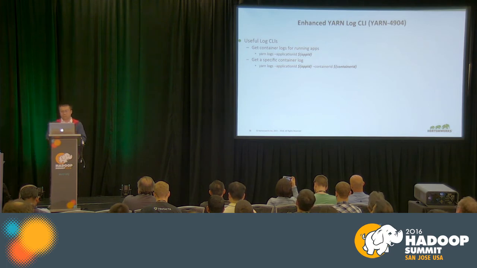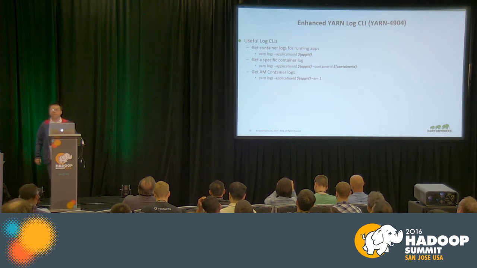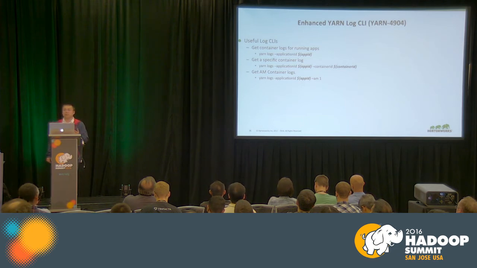Also, sometimes it is very useful if we can get the application master log directly. So we provide another option called -am. By using this option, we can get the application master log for this application.